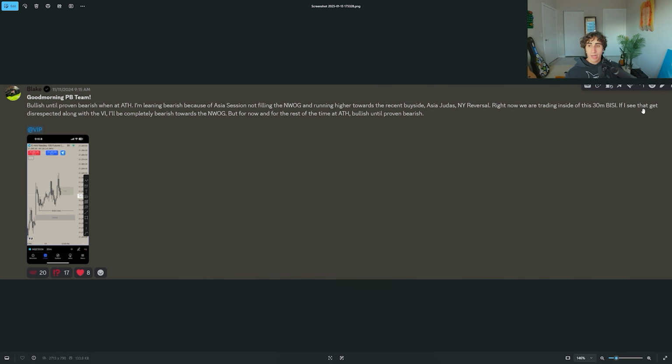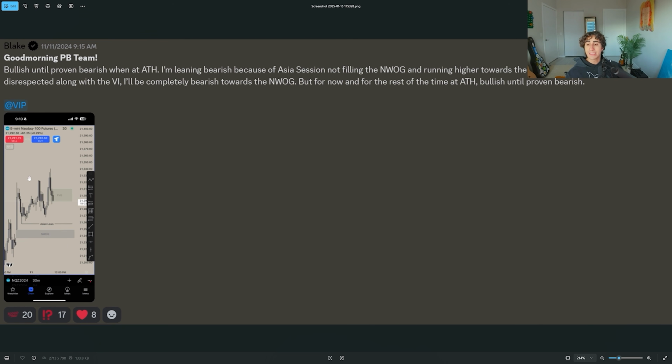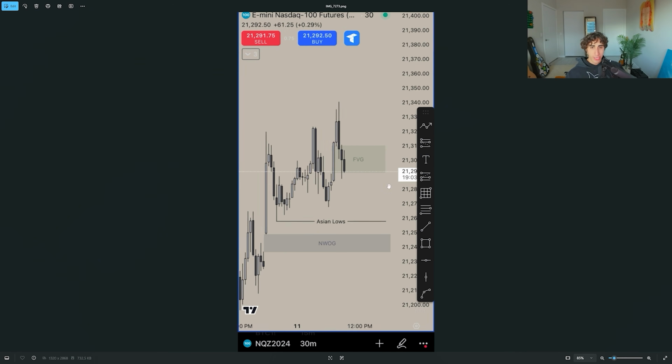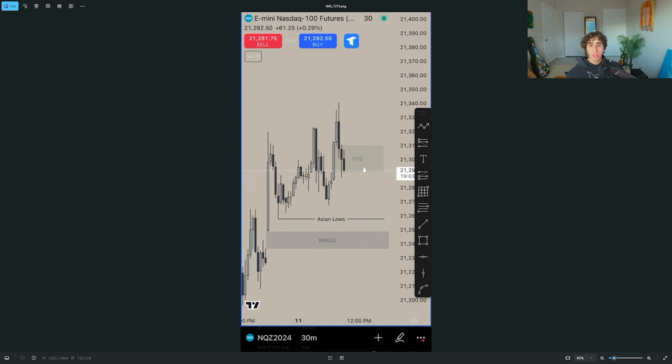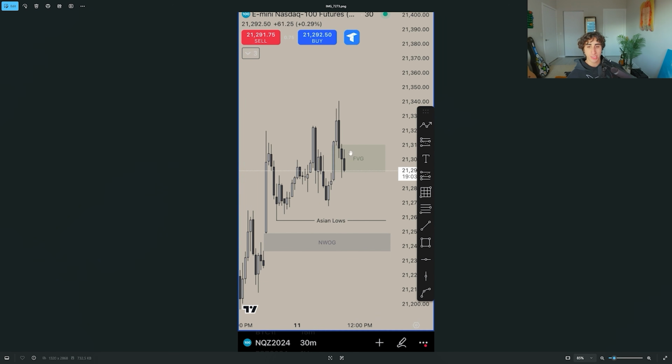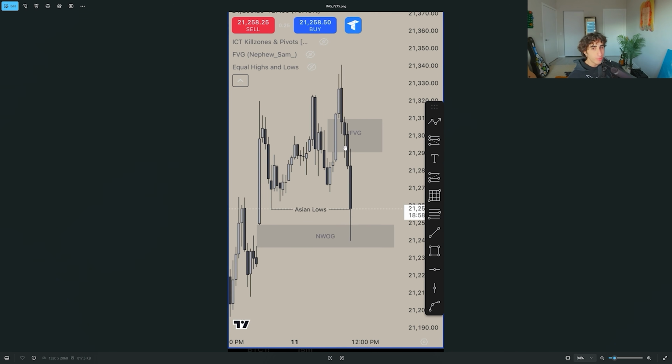Right now we're trading inside of this 30-minute BISI, which is just again this bullish gap. So we're trading inside this. So if this gets disrespected, then I'll be completely bearish towards this new week opening gap. But if this gap continues to get respected, then we could keep seeing recent highs right here, right? So this is the condition. If this gets closed through, this is on the 30-minute time frame, then again, what can we see? Asia lows, this session liquidity, and this new week opening gap as our draw. And if we play out price, what did we do? We closed through this, and then we delivered straight towards Asia lows and this new week opening gap.